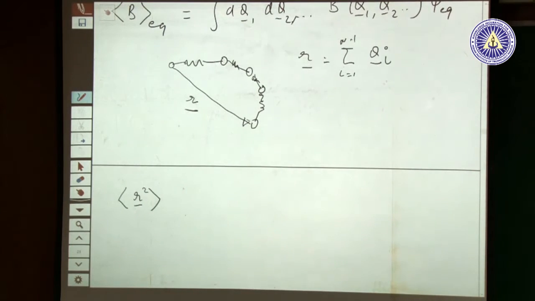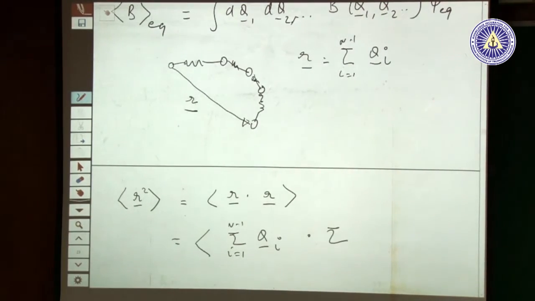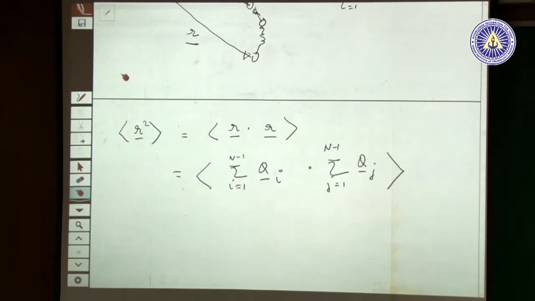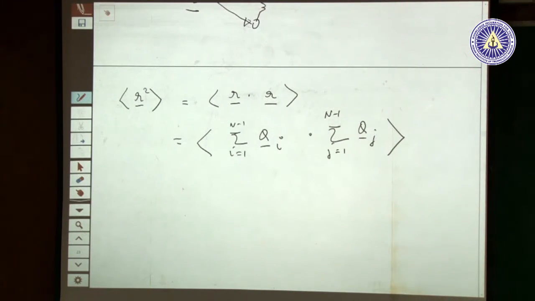Okay. Now, this could be written as R dot R by the definition of R squared, and this is the sum over i from 1 to n minus 1 of Qi dotted with the sum over j from 1 to n minus 1 of Qj, just by definition. And then I can group these together as the sum over i, j of Qi dotted with Qj.